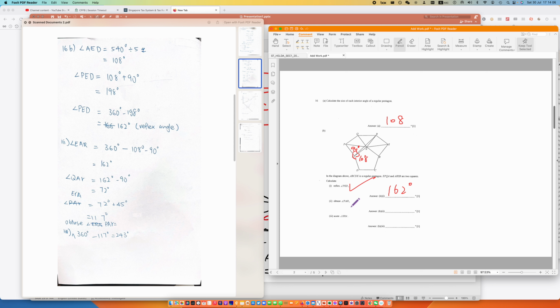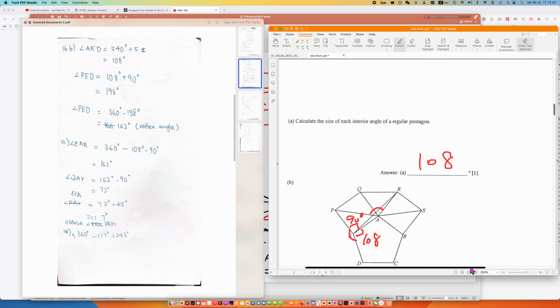Then this one, obtuse PAR. PAR is over here. Obtuse is 243. I wrote the wrong thing, I changed it. So 243. Why 243? Because I use 72 and 72. 360 minus 117. I got 117 by 360 minus 108 minus 190. Hold on. Can you explain to me how you get the 70?